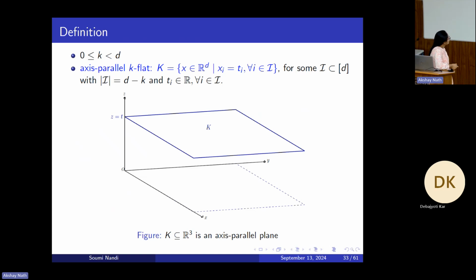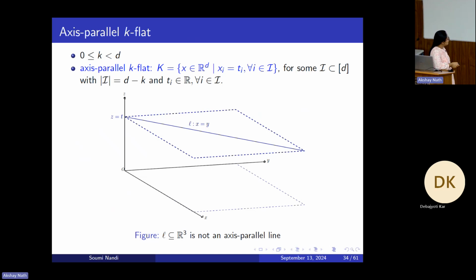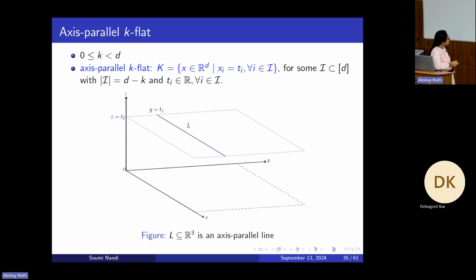So, what is an axis parallel k-flat? A k-flat has at least k many free dimensions, free coordinates, and the coordinates which are not free are constant. So in R^3, an axis parallel plane looks like this. This line is not axis parallel, but this one is an axis parallel line. In R^d, these are all points whose d minus k components are fixed.